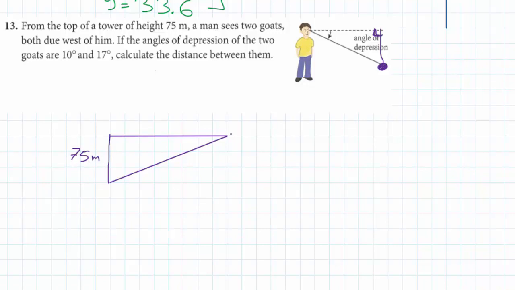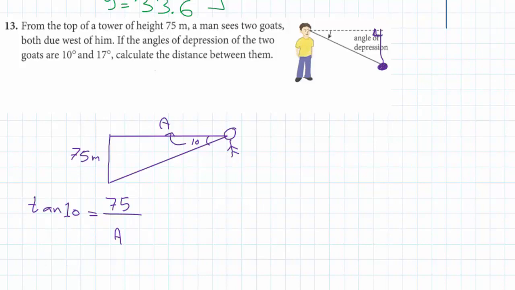This is the height of the building. The man is right here, on a building that is 75 meters high. Now, this angle is 10 degrees. We know the angle. One side is given, which is the opposite of the angle, and we need to find this, the adjacent. To get the adjacent when the opposite is given, we don't need the hypotenuse. Tan could be used. Tan of 10 is equal to opposite, which is 75, over the adjacent.